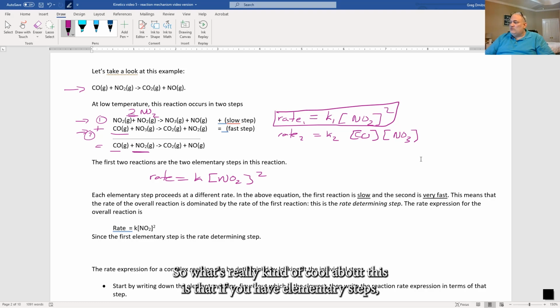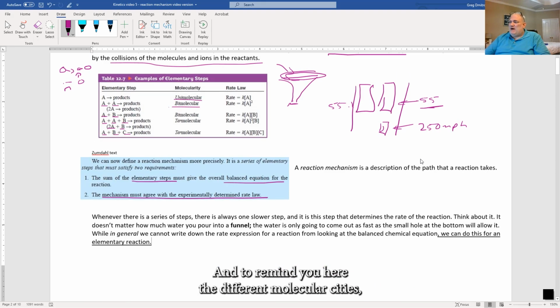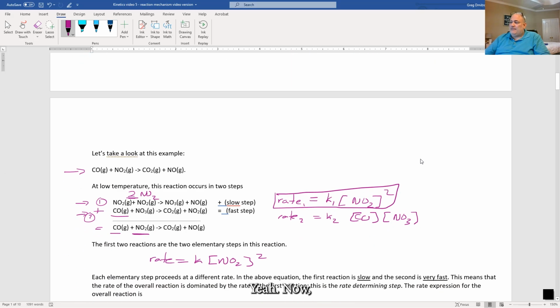So what's really kind of cool about this is that if you have elementary steps, you can actually write the rate law from the slow step, and you can write it from the molecularity. Molecularity means how many things are banging into each other, and the coefficients. And to remind you of the different molecularities, in this case we'd have 2 of the same thing. This would be a bimolecular elementary step. Yeah?